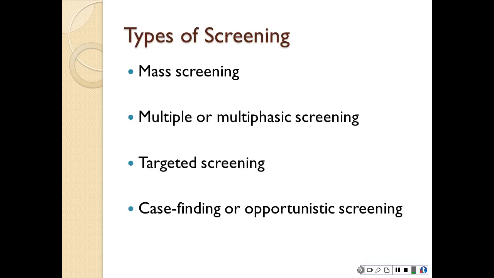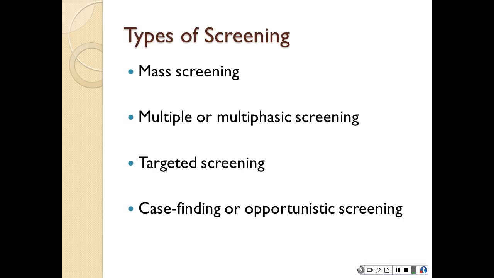Multiple or multiphasic screening is when you give several screening tests all at once. So when children enter kindergarten, they usually have a hearing test, a vision test, and a bunch of other cognitive tests. They're all given at the same time. Multiphasic or multiple, that just simply means we're piling them on. We're doing all of them at one time.